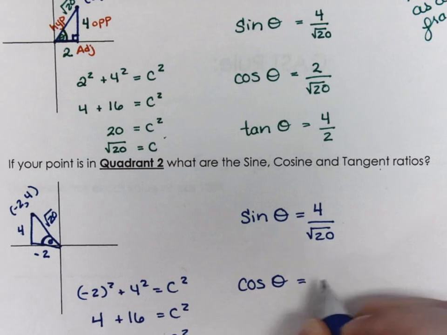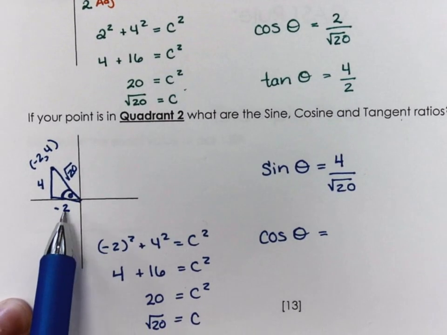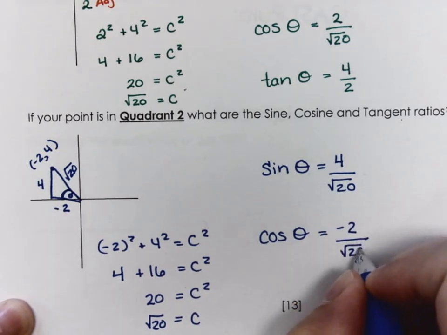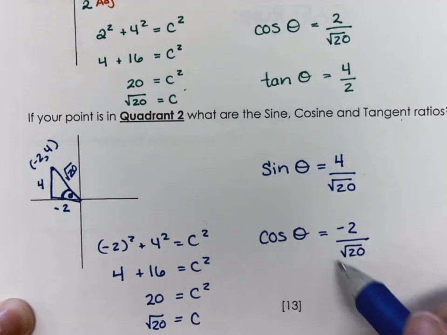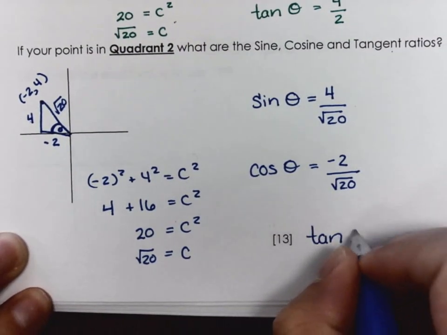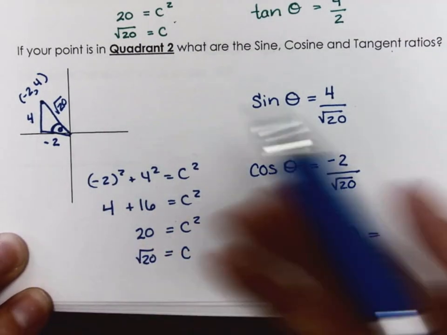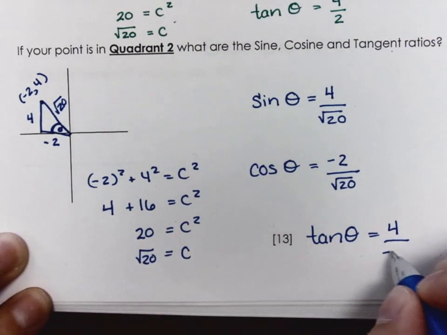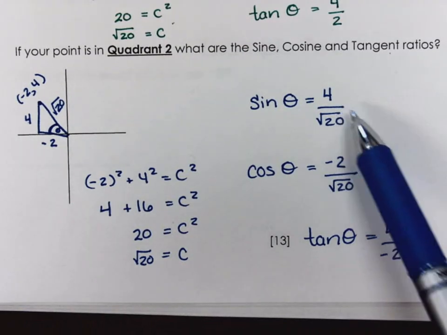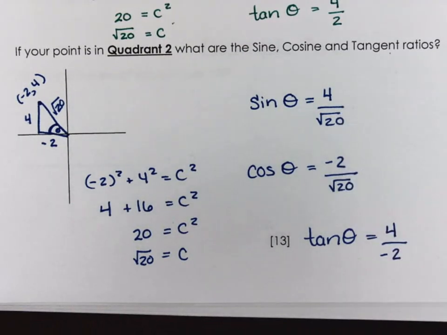Cos is now not a +2. It was a +2 here, but now we're in a different quadrant. It's a -2. Still over a positive root 20, but now this fraction is negative. That makes me sad. And then we have tan, which is opposite, so 4, but over a -2. So my tan becomes negative as well. So sine's the only one that stayed the same. Interesting.